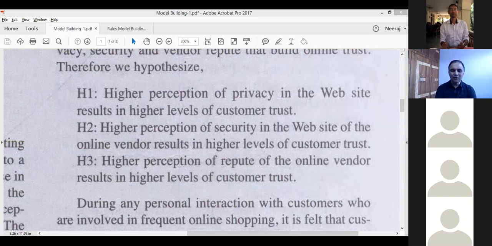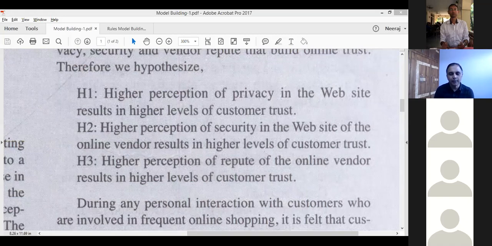So look for the 4-5 words: one is perception, second security, third website, fourth online vendor, and fifth customer trust. These are the 5 words which we need to scrutinize. I repeat, these are perception, security, website, online vendor, and trust. How many of them are variables? I can see 2: one perception and second trust.